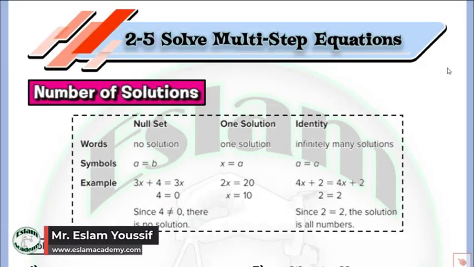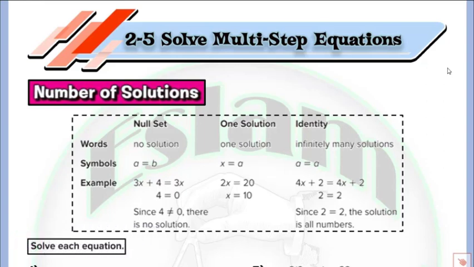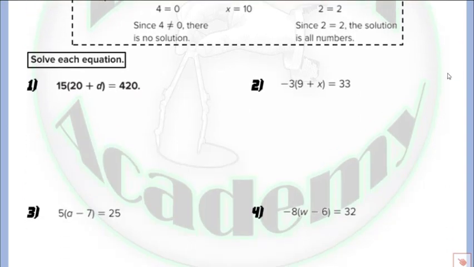In this video, we'll talk about solving multi-step equations. As we said before, an equation is the equality of two terms. The left-hand side is equal to the right-hand side. And solving an equation means finding the value of the variable which makes the left-hand side equal to the right-hand side. A multi-step equation means we have more than one operation. That's what we will find in question number 1.